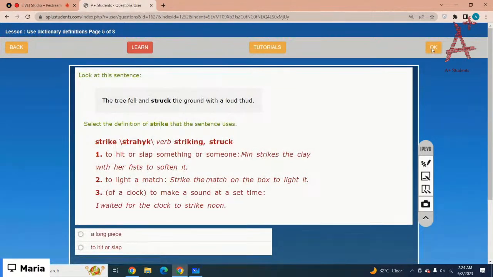Look at this sentence. The tree fell and struck the ground with a loud thud. So basically, select the definition of strike that the sentence uses. The word strike has these definitions: to hit or slap something or someone, to light a match, to make a sound, to set time. So which is the correct option? Option 1 or 2? The word strike means to hit or slap. That would be the second option.